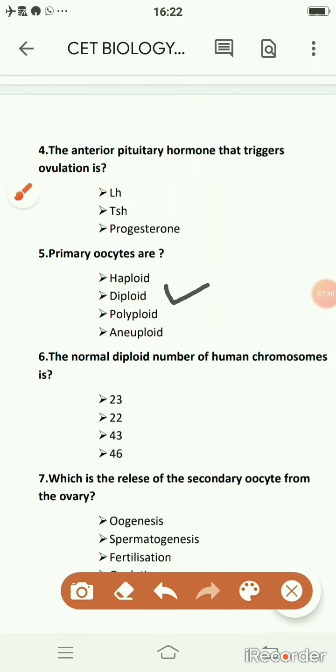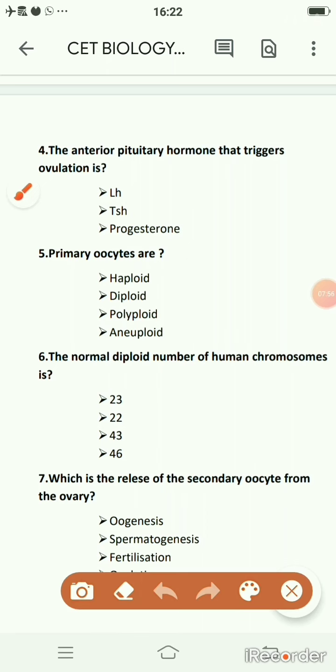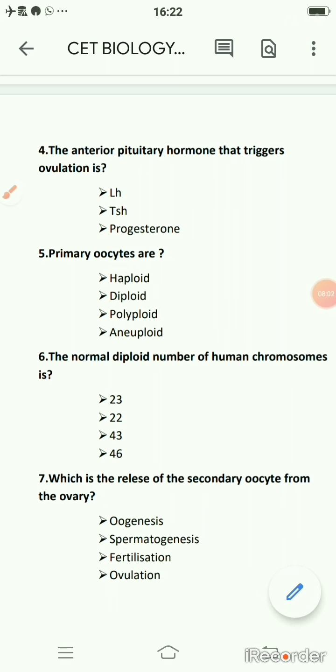right answer. And what is polyploid? Polyploid is nothing but containing more than two homologous sets of chromosomes. So this is also not the right answer. And the aneuploid is nothing but an abnormal set of chromosomes, like 45 in number or 47 in number, like that, right?